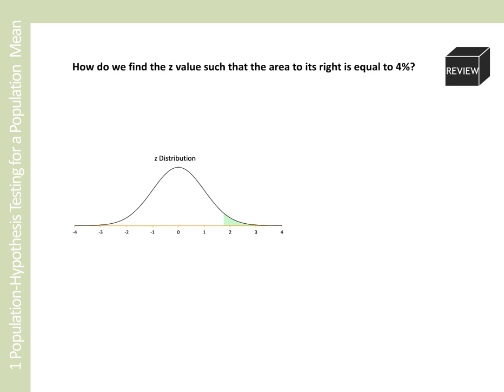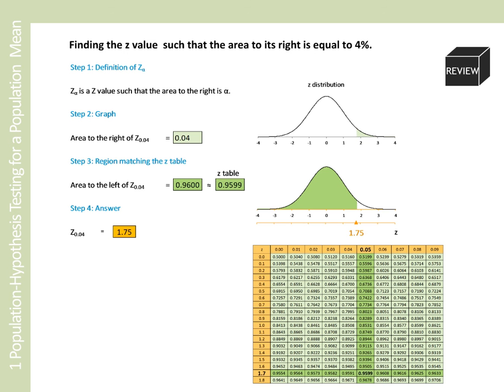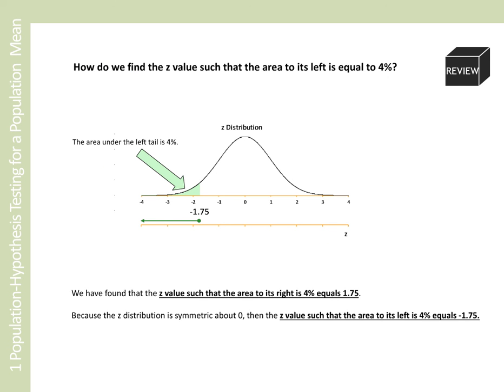How do we find the z value such that the area to its right is equal to 4%? Z sub 0.04 is the notation for the z value such that the area to its right is 4%. From the unknown z-score toward the right tail, the area is 4%. The z-table reads the area under the left tail. The area under the left tail is 1 minus 4%, which is 96%. In the z-table, an area close to 0.96 is 0.9599, which corresponds to a z-score of 1.75. The z-value having 4% area to its right is 1.75.